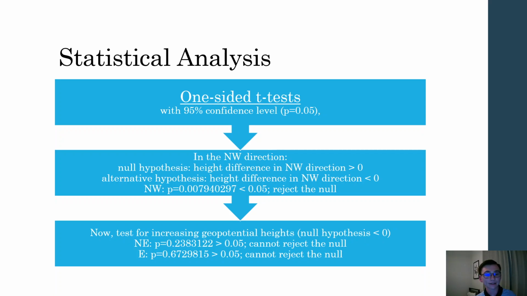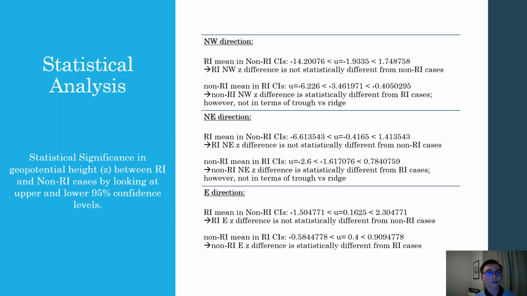Same test again for the northeasterly direction and to the east of the center of the storm. Although interestingly enough, these results came back as cannot reject the null, so we could not say for sure that the heights do increase to the east of the storm in terms of those average heights that were collected from the sample.